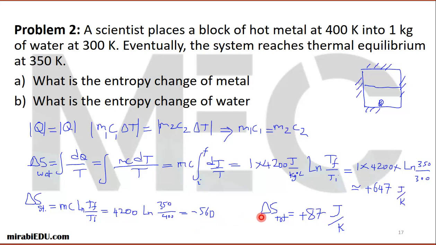So total delta S, or delta S of the isolated system, is positive, and this is in agreement with the second law of thermodynamics, which says that in an isolated system the total entropy change must be positive for spontaneous processes, and delta S total will be 0 in reversible processes.